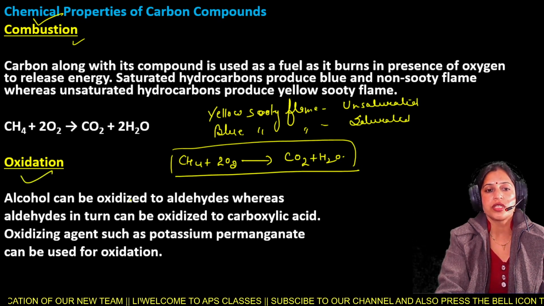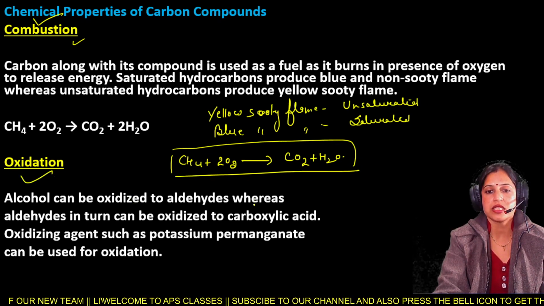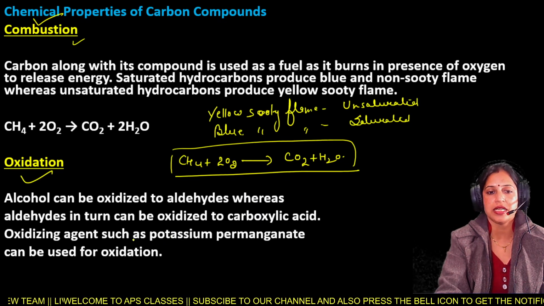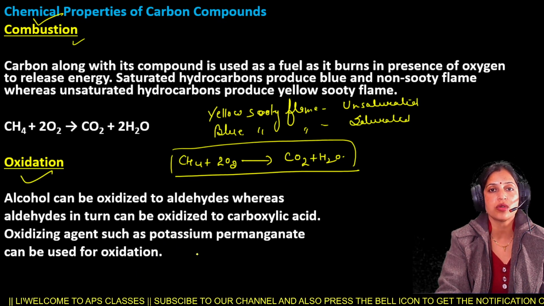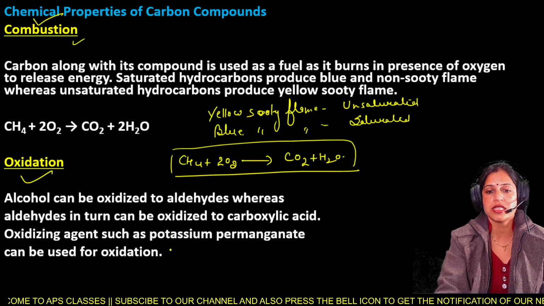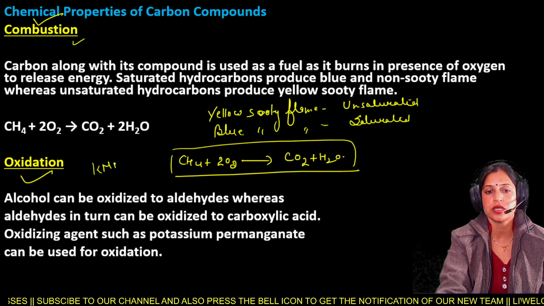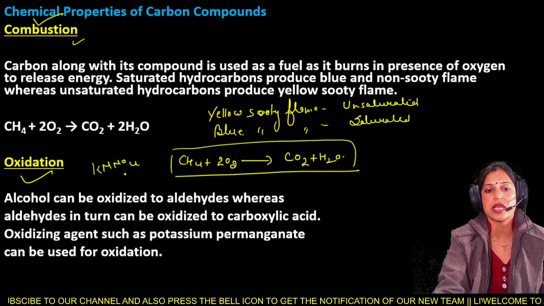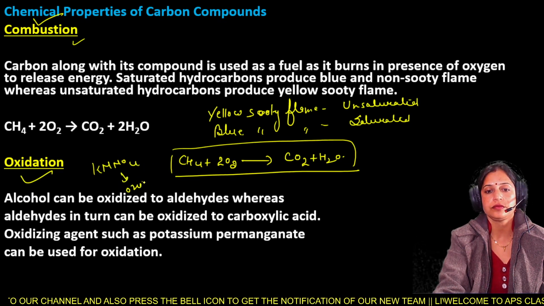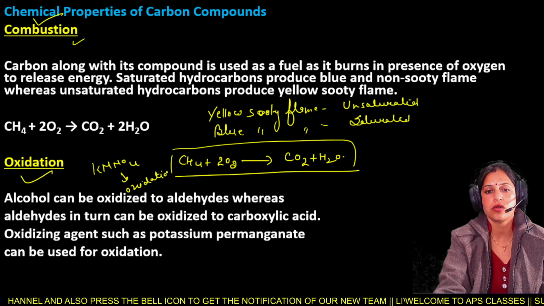Next is oxidation. Alcohols can be oxidized to aldehydes, whereas aldehydes in turn can be oxidized to carboxylic acids. Oxidizing agents such as potassium permanganate, that is KMnO4, can be used for oxidation.